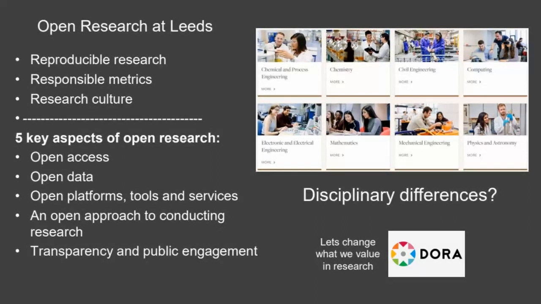And an open approach to conducting research, and transparency and public engagement. So things like citizen science and really trying to get outside the ivory towers, as I say. And again, I keep emphasising this aspect, not least because I was aware of the different colleagues that tend to come to this, from a wide range of different disciplines. So the disciplinary differences are a really interesting area that we're trying to understand as a university and as a sector. So I really encourage you, as we go along today and in general, to get involved in the conversation and help us decide what open research means in different disciplines.